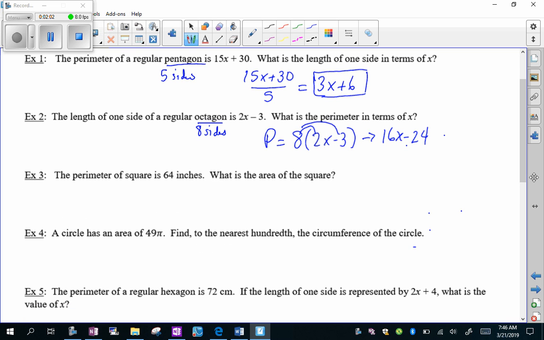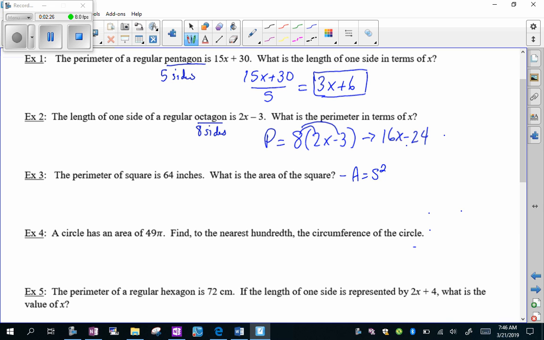Number 3, the perimeter of a square is 64 inches. What is the area of the square? Well, area of a square, A equals side squared. All right, that's the formula. And the perimeter is 64 inches.